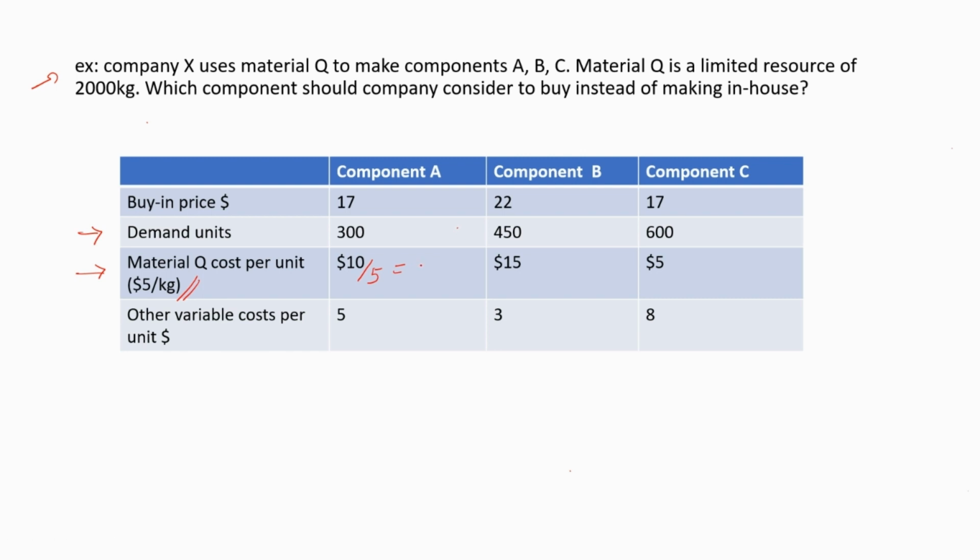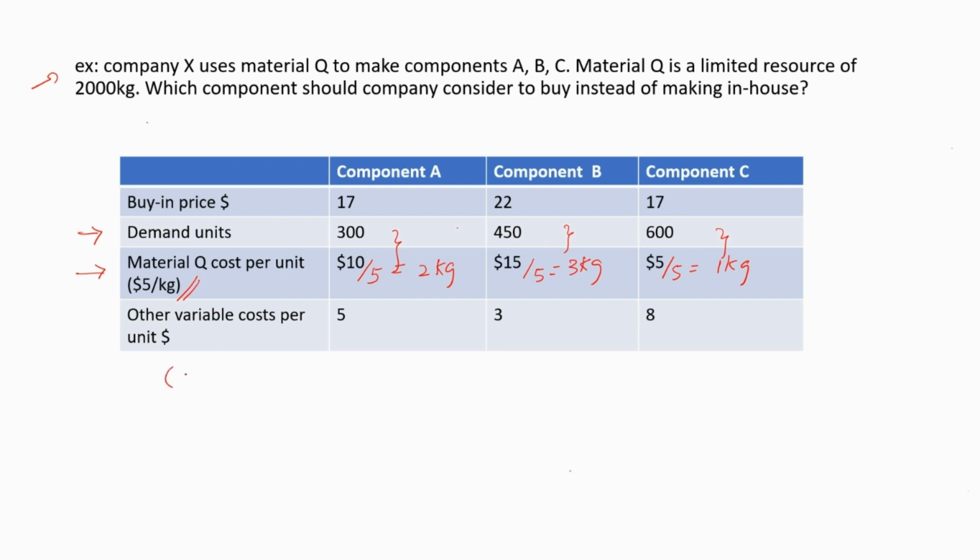For component A, 2 kilograms of material Q is needed. For component B, 3 kilograms of material Q is needed. For component C, 1 kilogram of material Q is needed. Now let's calculate the total amount of material Q needed to meet the demand for each component. We can simply add these values together as we did in limiting factor analysis.